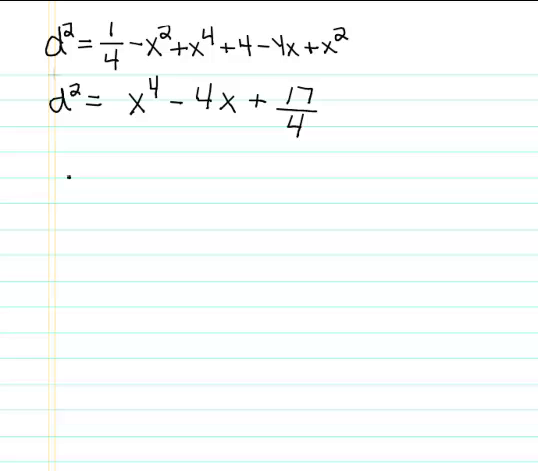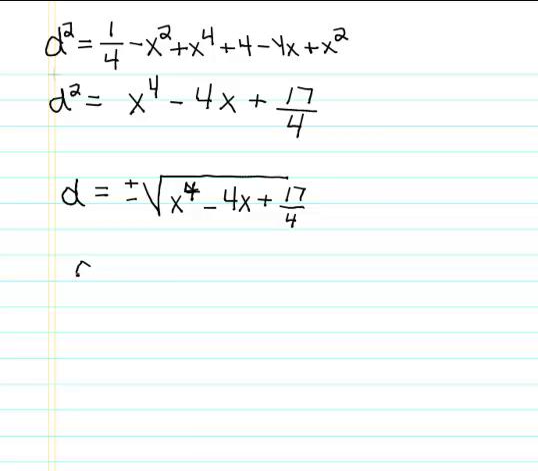And d, if we want to get it by itself, take the square root of both sides, would equal plus or minus the square root of x to the fourth, 4 again, minus 4x plus 17 over 4. Okay. And then what we need to do is take the derivative of that.